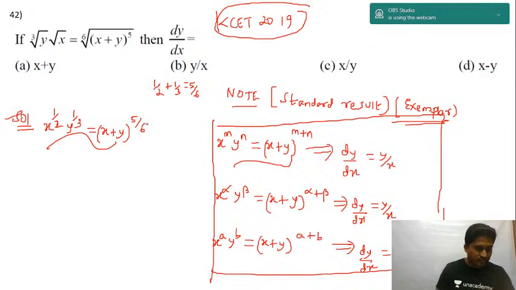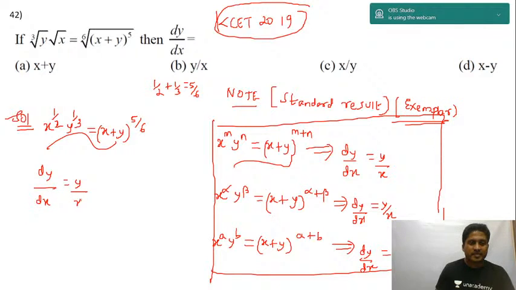Divided by y by x. So (x plus y) whole power y by x. So you will get dy by dx is equal to, that is divided by only. The dy by dx is equal to y upon x only, guys. This is y upon x only. So if I differentiate this, dy by dx is equal to y by x.